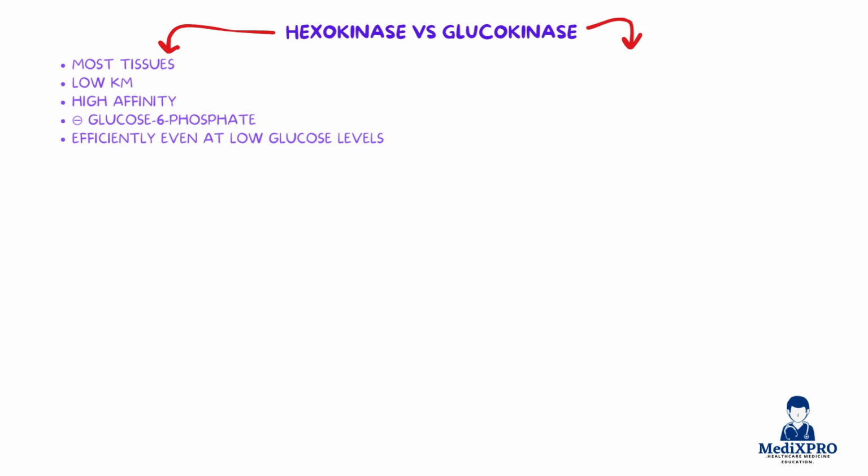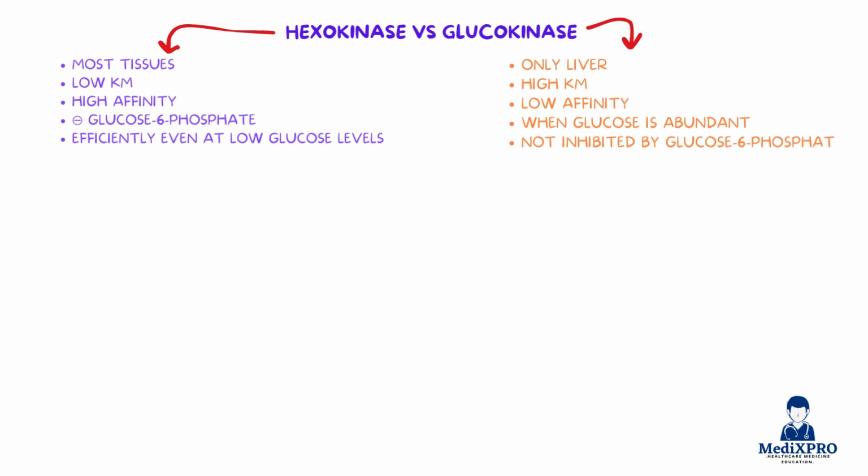Glucokinase, on the other hand, is found in the liver and pancreatic beta cells. It has a high Km, low affinity, and a high Vmax, meaning it works best when glucose is abundant. It is not inhibited by glucose 6-phosphate and acts more like a glucose sensor. A common MCQ tests which enzyme works during fasting versus feeding states. Make sure you know the difference.